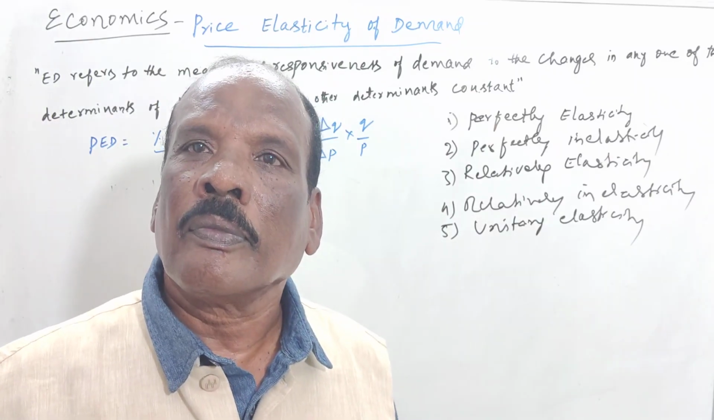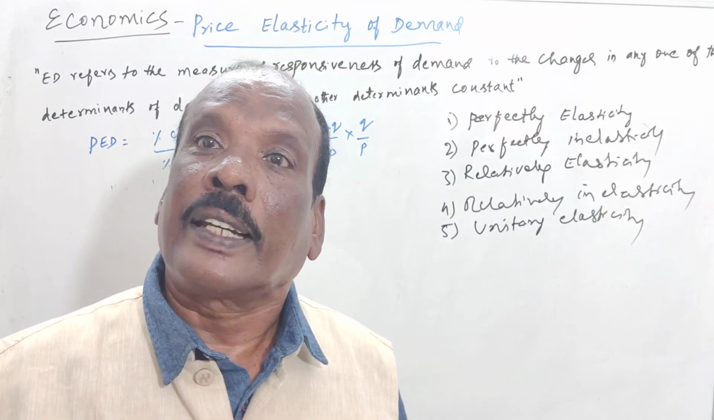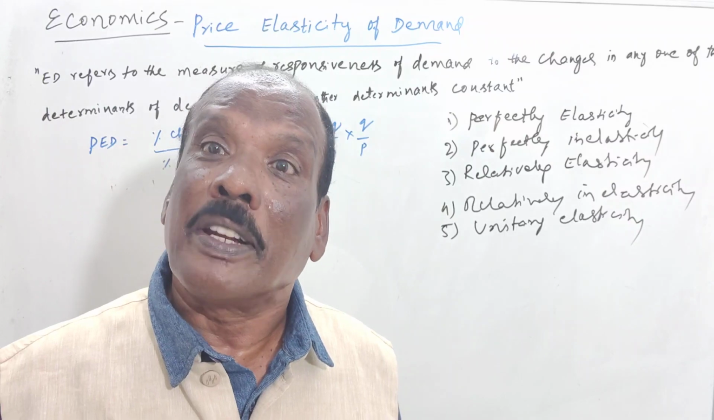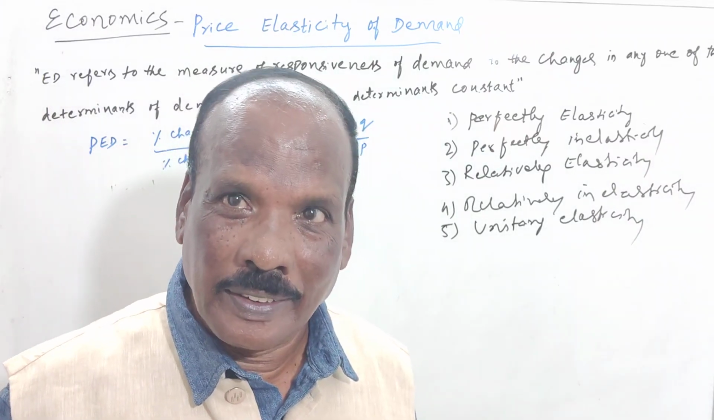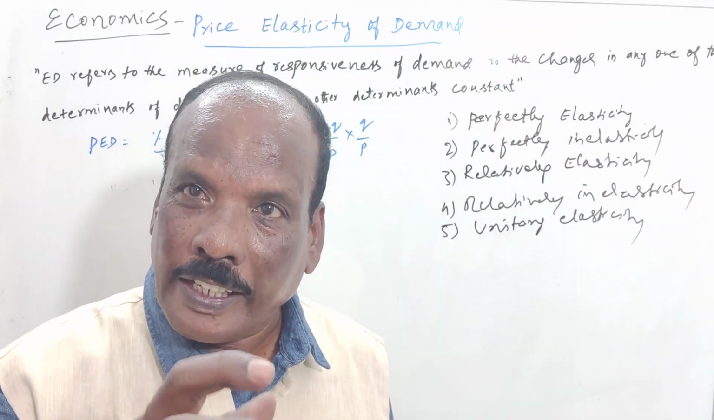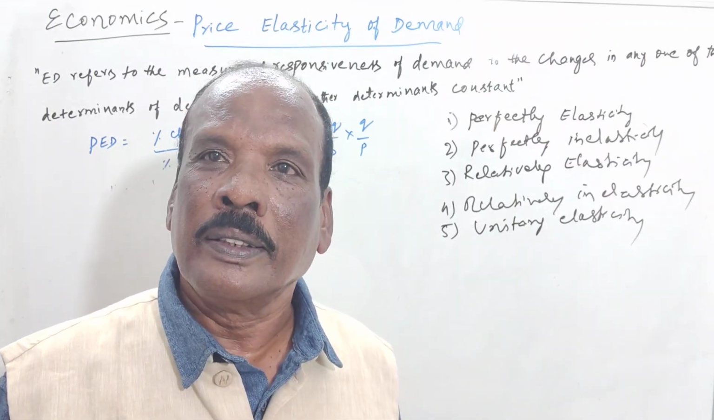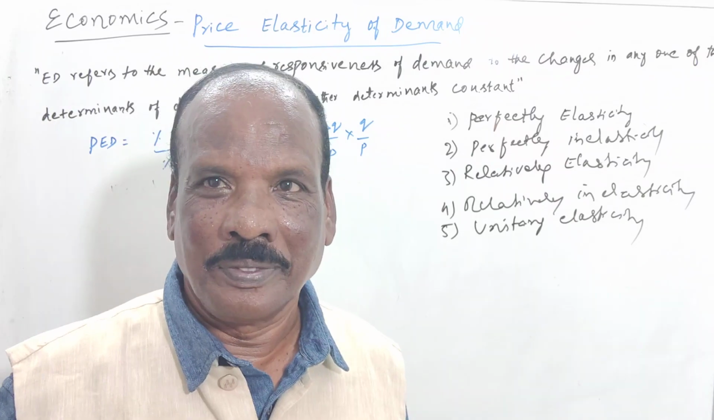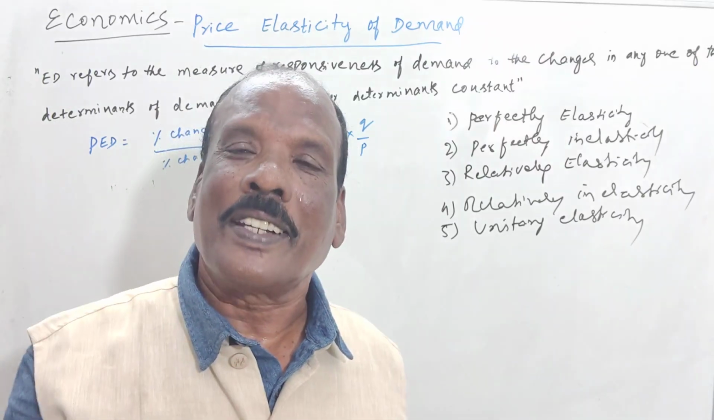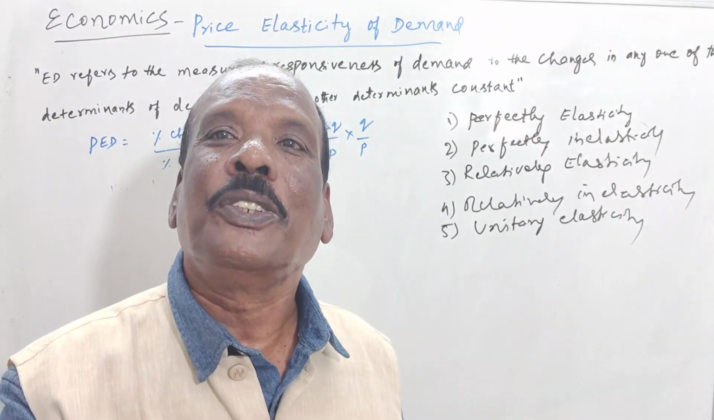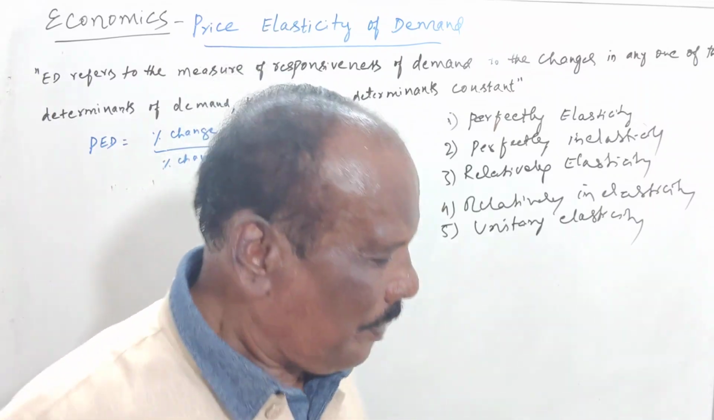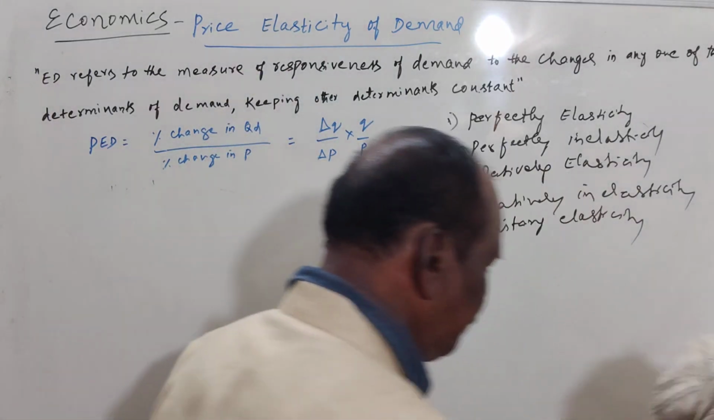Now, write the classifications of PED, price elasticity of demand. They are perfectly elasticity of demand, perfectly inelasticity of demand, relatively elasticity of demand, relatively inelasticity of demand, and unitary elasticity of demand.